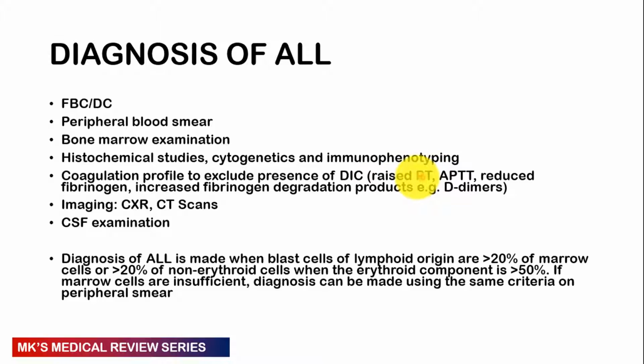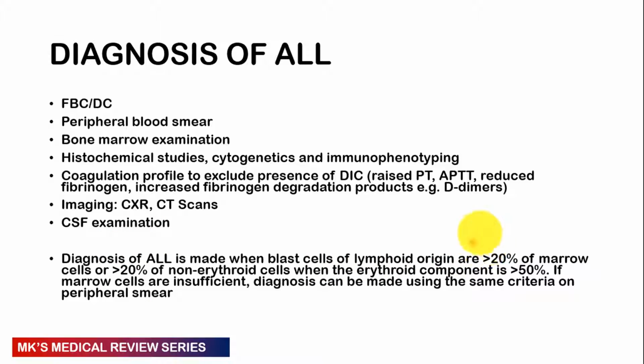So you may see a raised prothrombin time, activated partial thromboplastin time, reduced fibrinogen levels, and increased fibrin degradation products, so you get a high D-dimer level. Then you may order some imaging to rule out any infiltration of organs: chest x-ray, CT scan of the head, the chest, and the abdomen. You may also do a CSF examination to rule out any CNS infiltration.